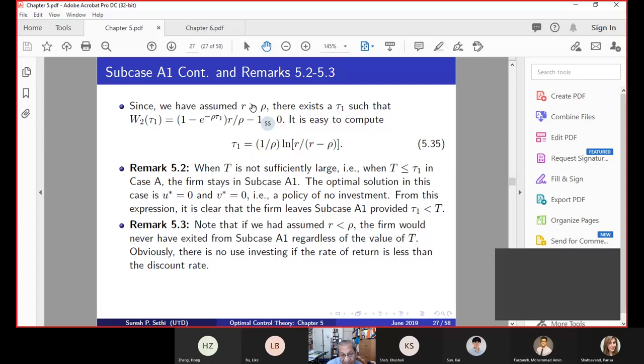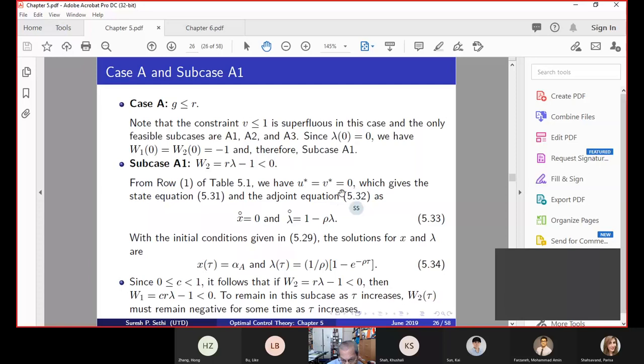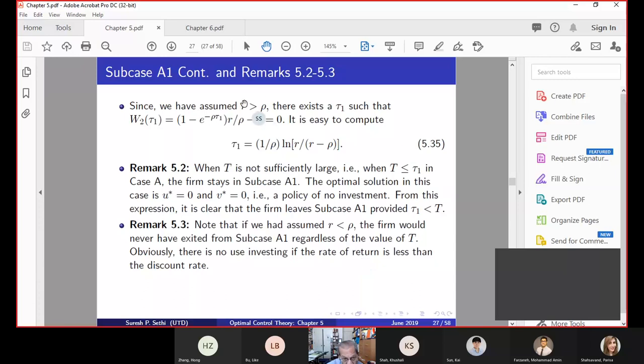Remember, R is bigger than rho is needed, because if R is less than rho, then this quantity becomes negative and the logarithm has no meaning. So what I'm trying to say is that we already assume R bigger than rho, otherwise the company should not be in business. With R bigger than rho, this logarithm is defined properly because this quantity is positive. So we have a tau 1.